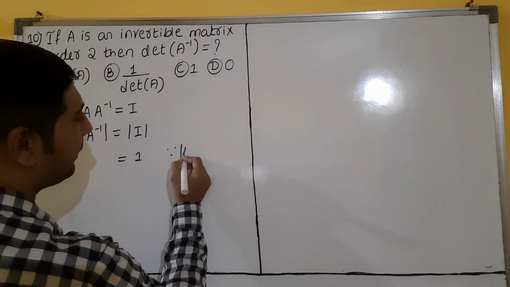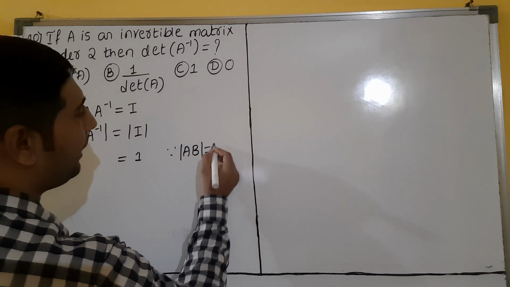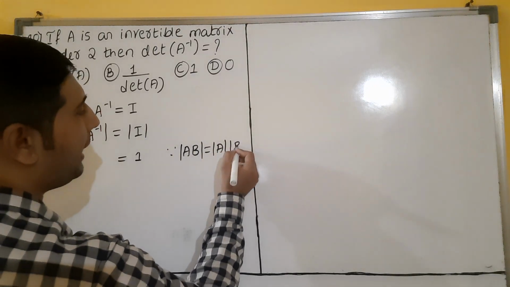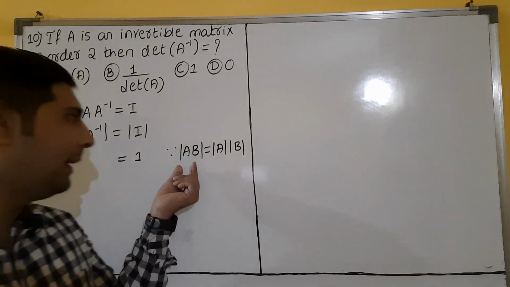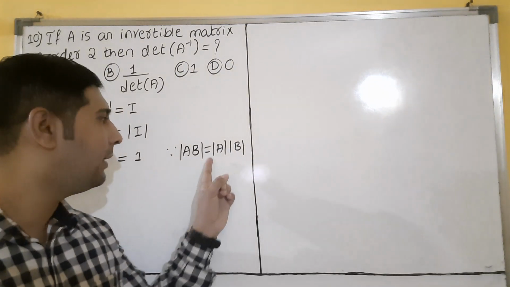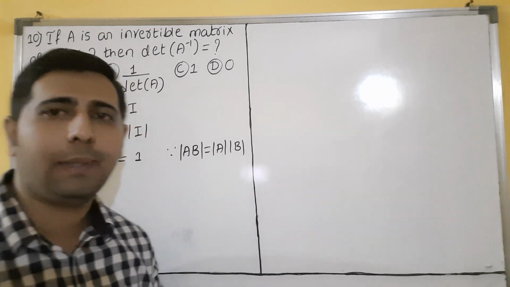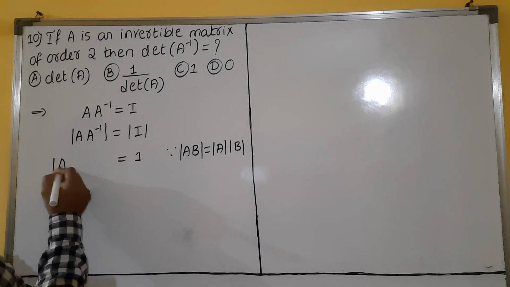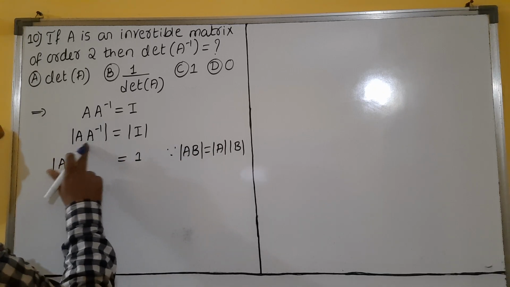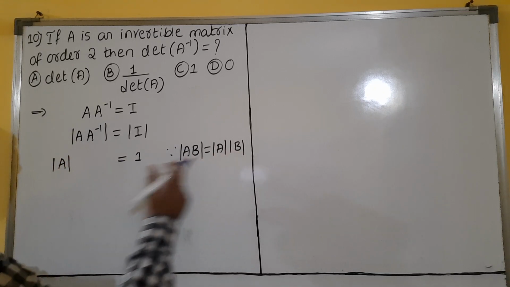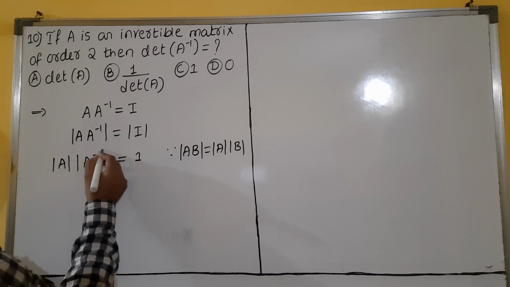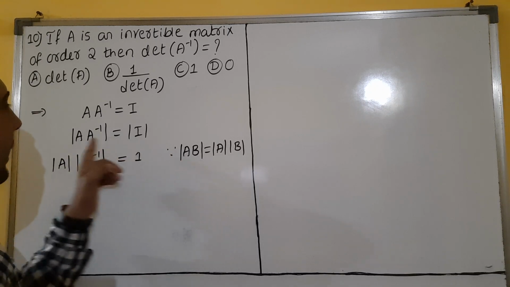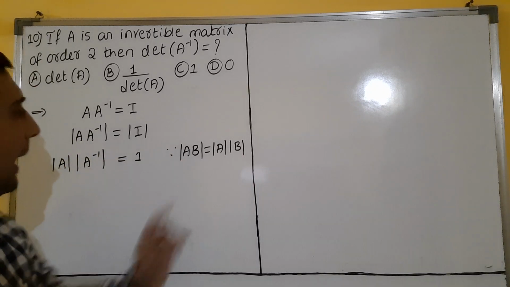Can you remember this theorem? Determinant of A into B is what? Determinant A into determinant B. This formula says determinant of A into B is determinant A into determinant B, dear students. Determinant A is A only, and B is A inverse. So determinant B means determinant A inverse, since A inverse is in the place of B.